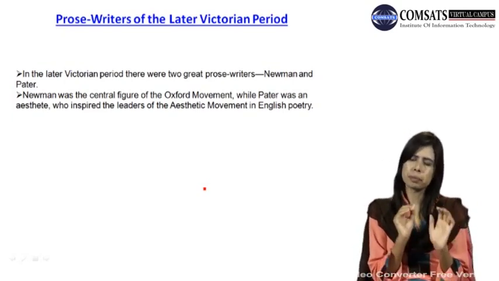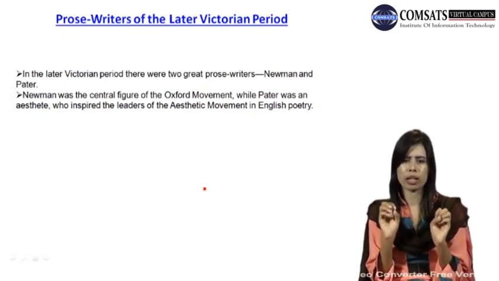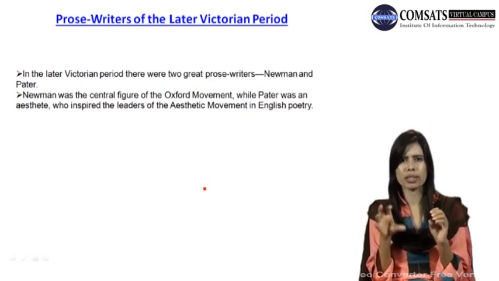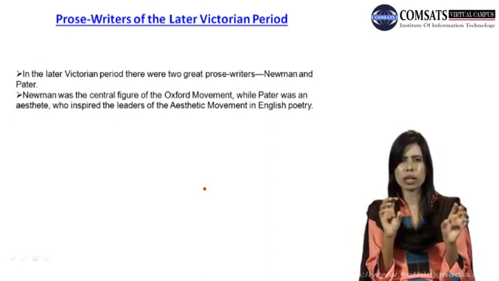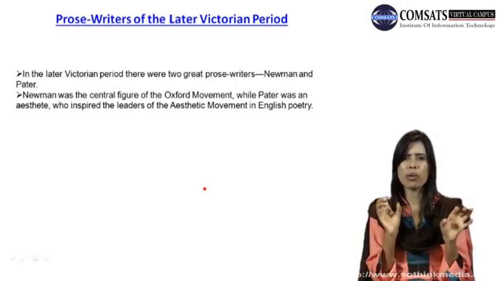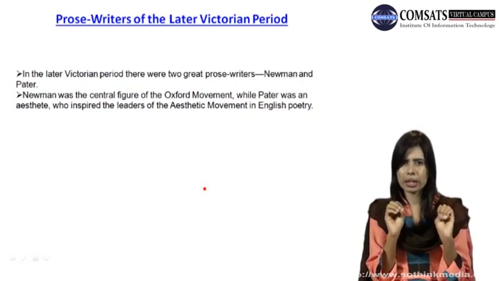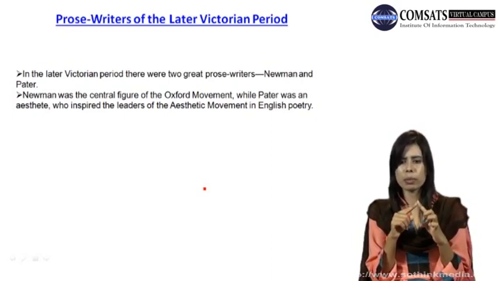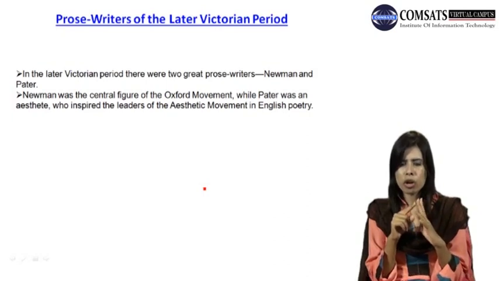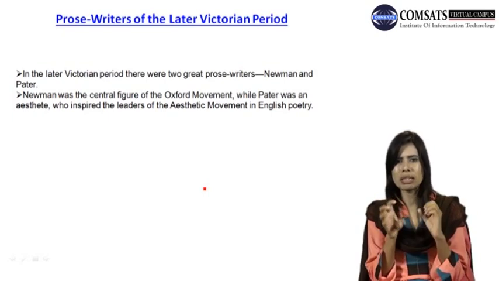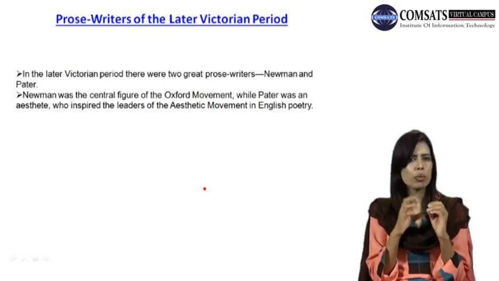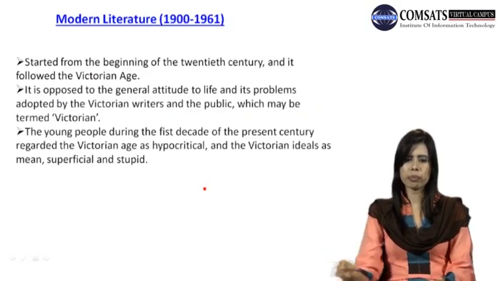So my dear students, you don't need to worry about what this Oxford movement or this aesthetic movement is. We'll talk about all the movements in detail when we talk about the later Victorian period or the early Victorian Age. So these were the two movements you have to keep in mind, and the prose writers were Newman and Pater. One belonged to the Oxford movement and the other to the aesthetic movement in English poetry. How they inspired and how they started writing prose, we'll focus on each and everything.